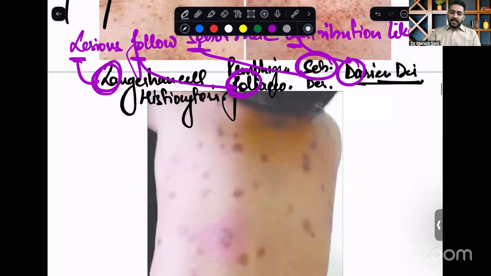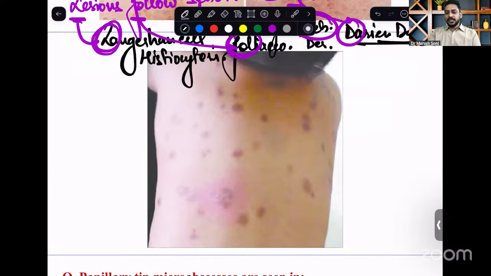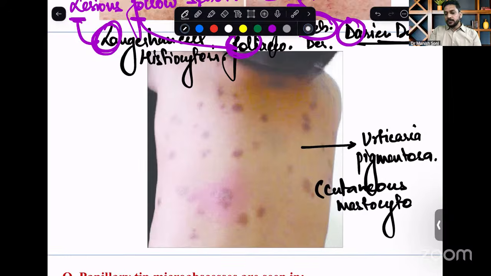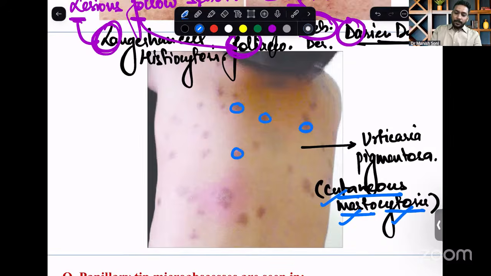Darier sign is seen in urticaria pigmentosa, like you can see in this child who is suffering from urticaria pigmentosa, which is also known as cutaneous mastocytosis. Very obvious from the name itself. Cutaneous means related to skin. Masto related to mast cells. Cytosis means increased numbers. So there are increased numbers of mast cells in the skin. And these areas where increased numbers of mast cells are present appear dark.